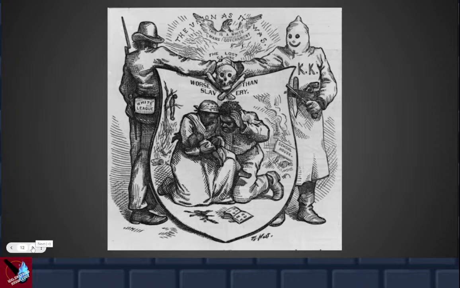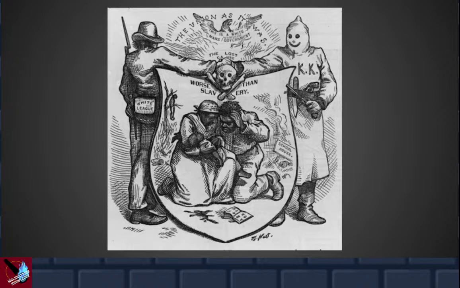Anything you want to add to this image? Just kind of the name of the cartoon. It's The Union as It Was, because one thing that my students struggle with a little bit is getting all of the imagery down in a political cartoon. Okay, and I know a lot of political cartoons can be a little bit overwhelming.